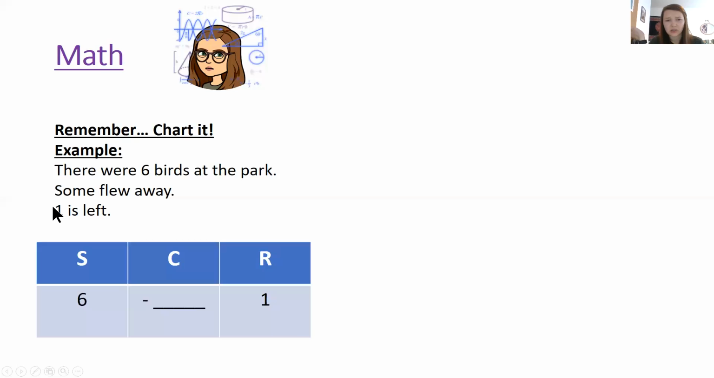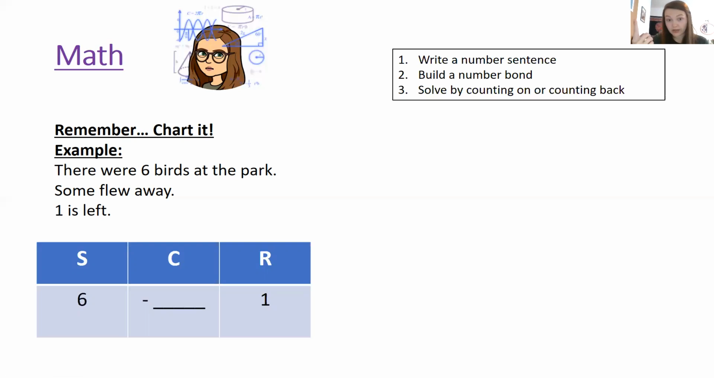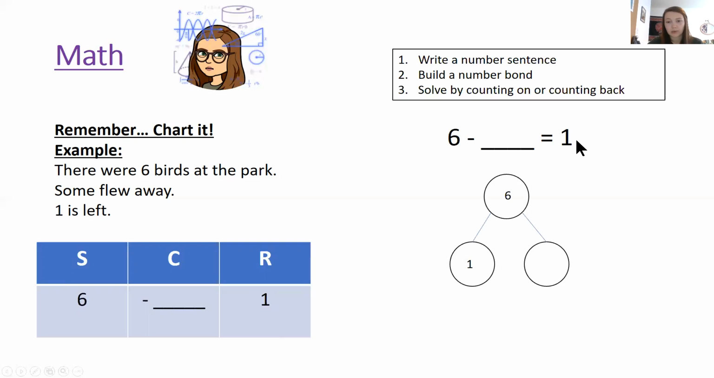So how can we solve a missing part problem using this chart? First, we can use this chart to write a number sentence, and it's kind of an outline of a number sentence. We've already got all of that hard work done. Then we can use our chart to build a number bond, and we can solve by looking at our number bond and counting on and counting back. So first, our number sentence is 6 minus blank equals 1. And when we build our number bond, we know that our whole is 6 because it's a subtraction problem, and when we're subtracting, we always start with our whole, and one of the parts is 1. And we have a missing part, so we know that we can solve by counting back or counting on.